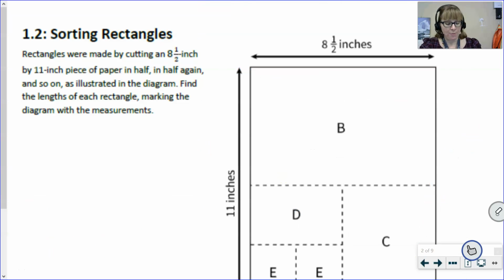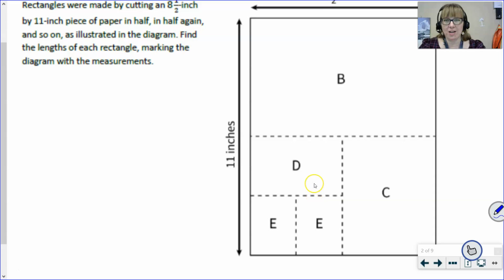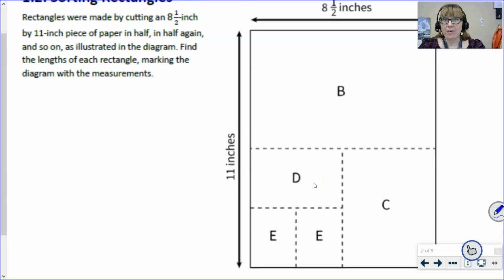So what we're going to do now, before we actually complete the activity with the rectangles, I want us to take a minute and find the dimensions of each rectangle. Now you can do that without actually getting out a ruler and measuring. In fact, if you get out a ruler and measure, you're probably going to do it imperfectly. It's better if we just calculate what these dimensions are. For example, I know that rectangle A is 8.5 inches by 11 inches because that's the whole sheet of paper.